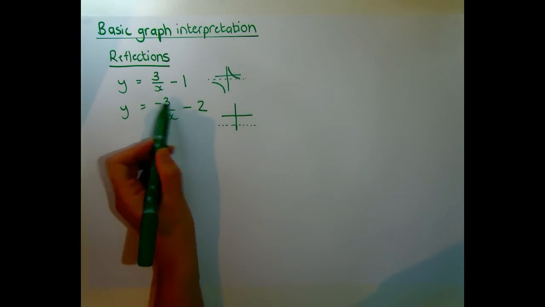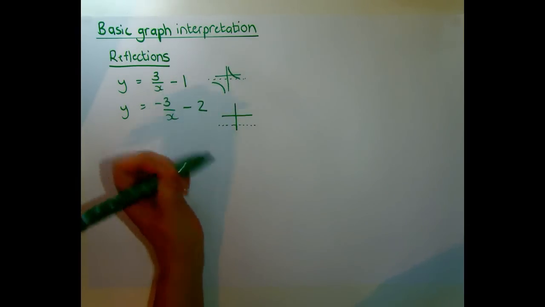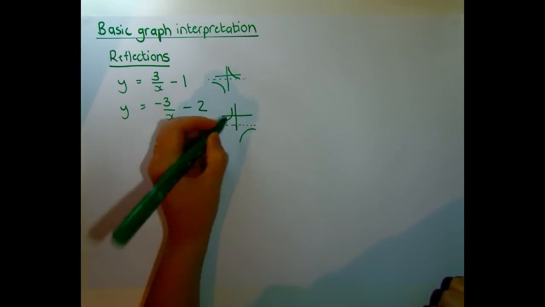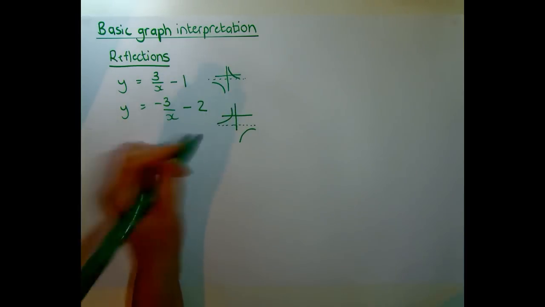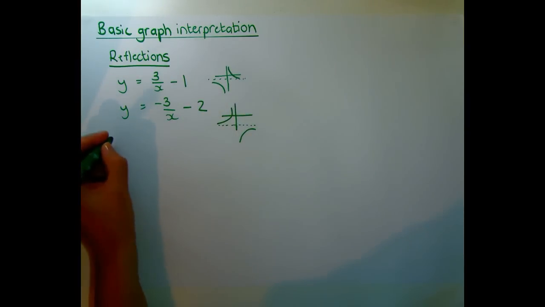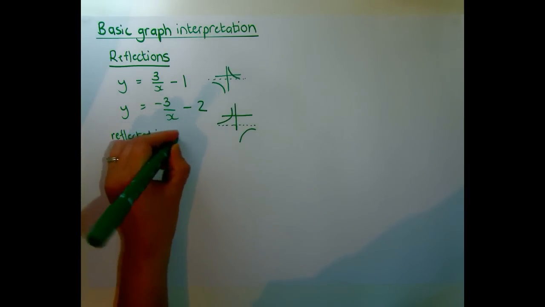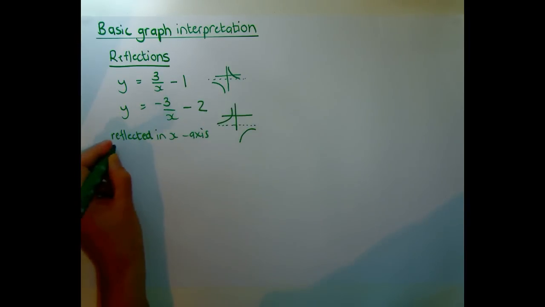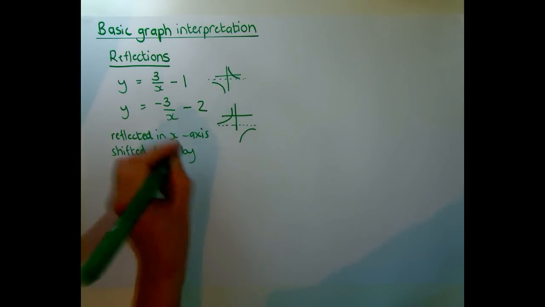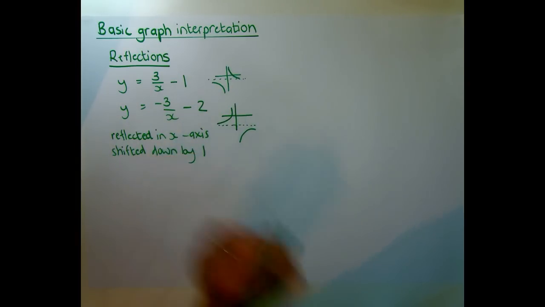But this one tells us that it is now going to be on the different sides. It's going to be top left and bottom right. So that will look more or less like this, with an intercept over there. So what has happened? The graph has been reflected in the x-axis, and it's also been shifted down by how much? Well, this was negative 1, and then it went down 1 more to get negative 2. So it's been shifted down by 1.